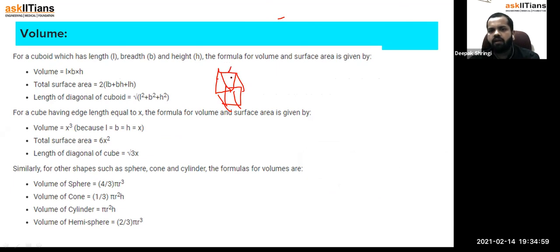In a rectangle, there are only two dimensions, L and B, and if you add H also, then it becomes a cuboid. You know the TSA of a cuboid is two times (LB plus BH plus HL), right? If you subtract the top and bottom base area, you will get the CSA, or you can say the area of four walls, that is 2H multiplied by (L plus B), right?